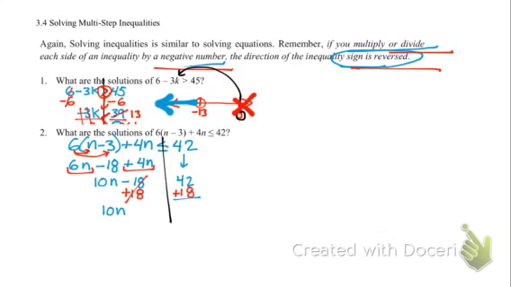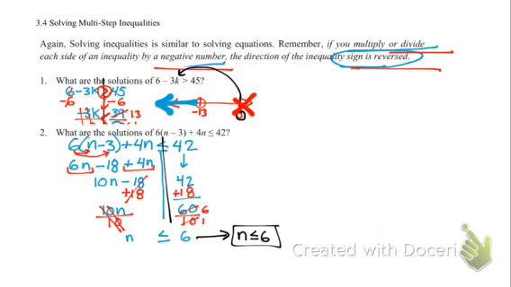And then we use properties of equality by adding 18 to both sides. This gives us 10n on the left and 60 on the right. Divide both sides by 10, and then we get n is less than or equal to 6. Note, we did not divide or multiply by a negative, so the sign stayed less than or equal to. Now we have n is less than or equal to 6, so again, we draw the graph, we put 6 on the graph, and we fill in the circle.